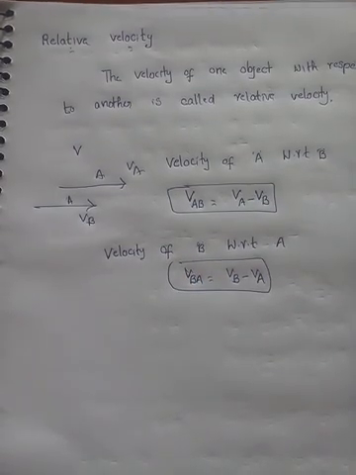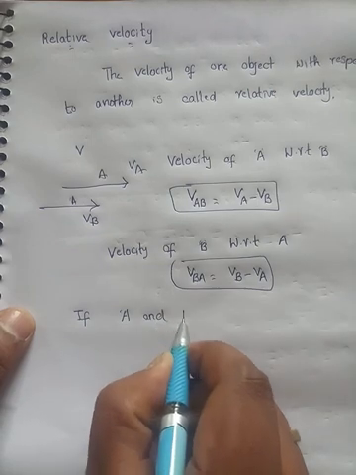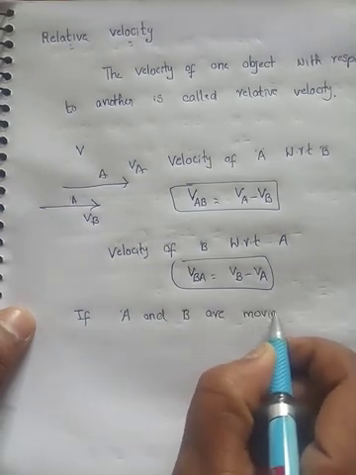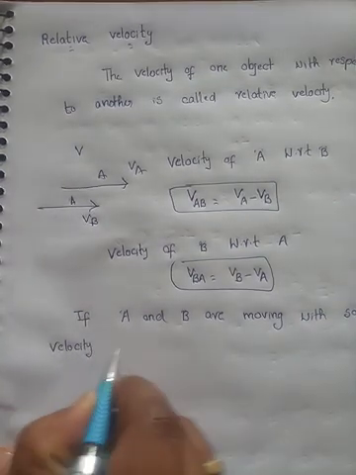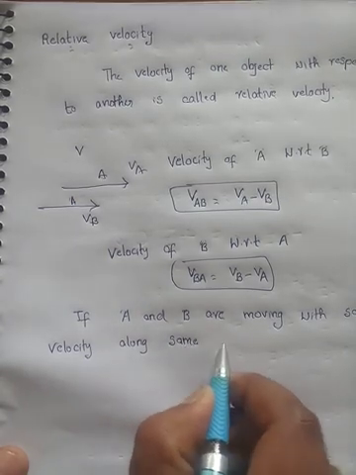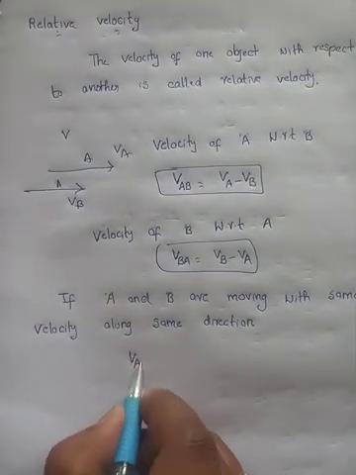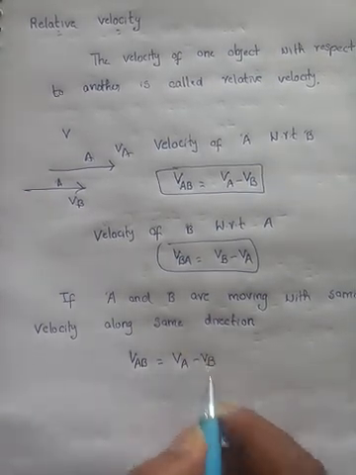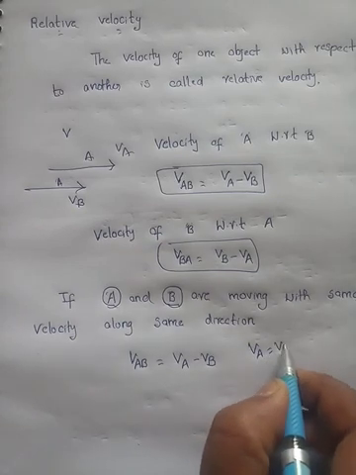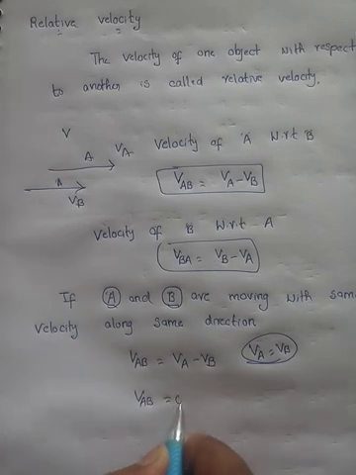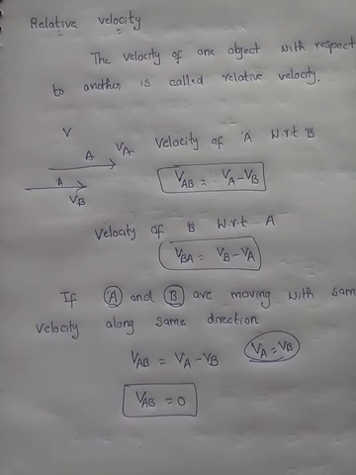For example, both trains I mentioned are moving along the same direction with the same velocity. If A and B are moving with the same velocity along the same direction, then what happens? VAB or VBA, whichever you take, you get VA minus VB. Here A and B are moving with the same velocity along the same direction, so VA is equal to VB. If we substitute VA equal to VB, what do you get? 0. It means we feel that we are at rest, but actually we are not at rest. If we compare with the other, both are along the same direction, so we feel we are at rest.